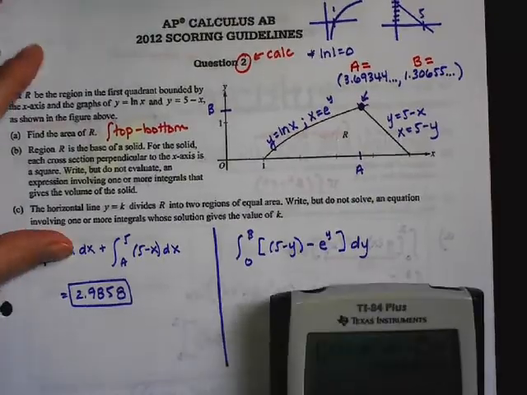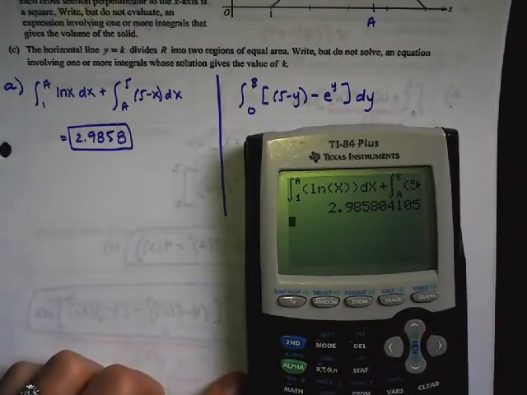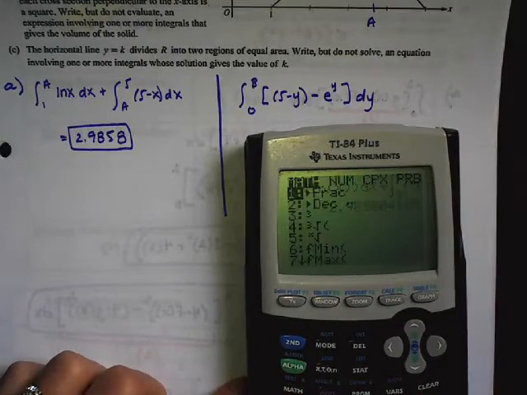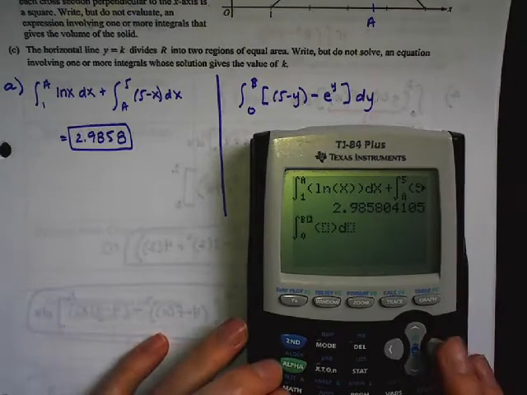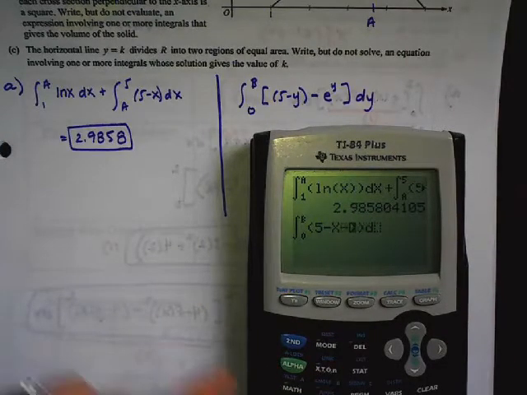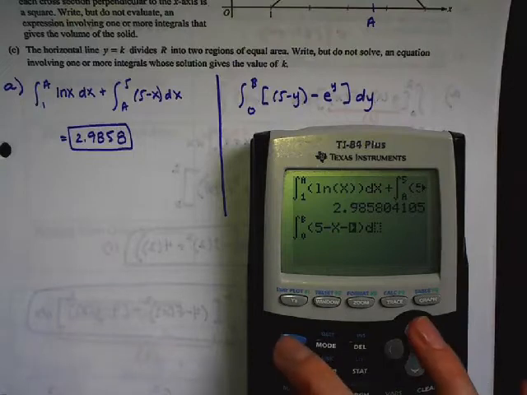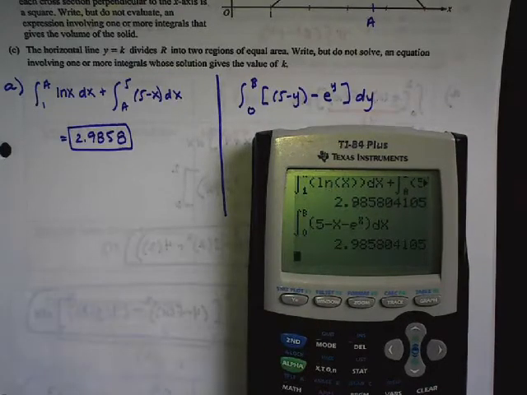So if I type this into my calculator, I make it so you guys can see it. I'm going to have math 9 from 0 to b. I've got 5 minus y, we'll have to type that in as an x, but that's okay, minus e to the y. Okay, and push enter, and I should get the exact same answer. So you can see that either way that I do that, I'll get the same answer.